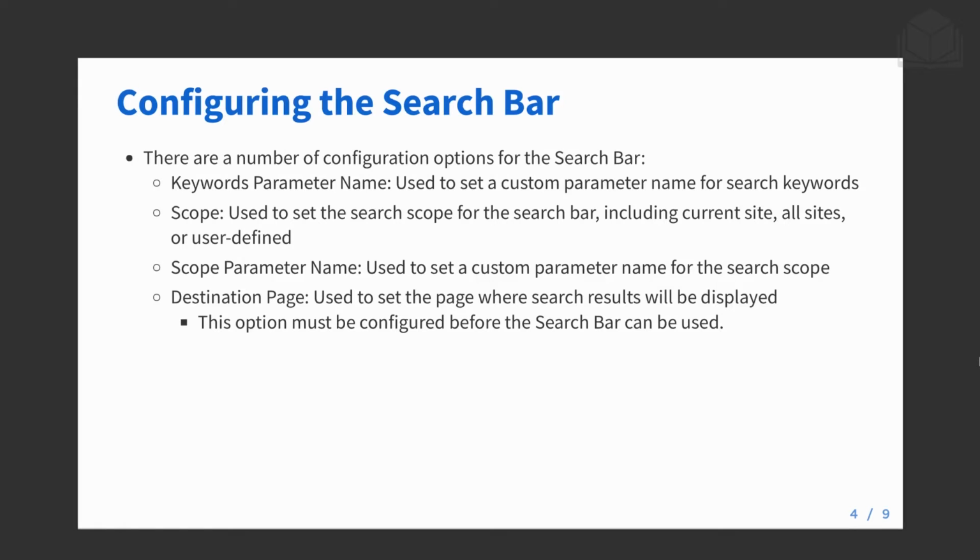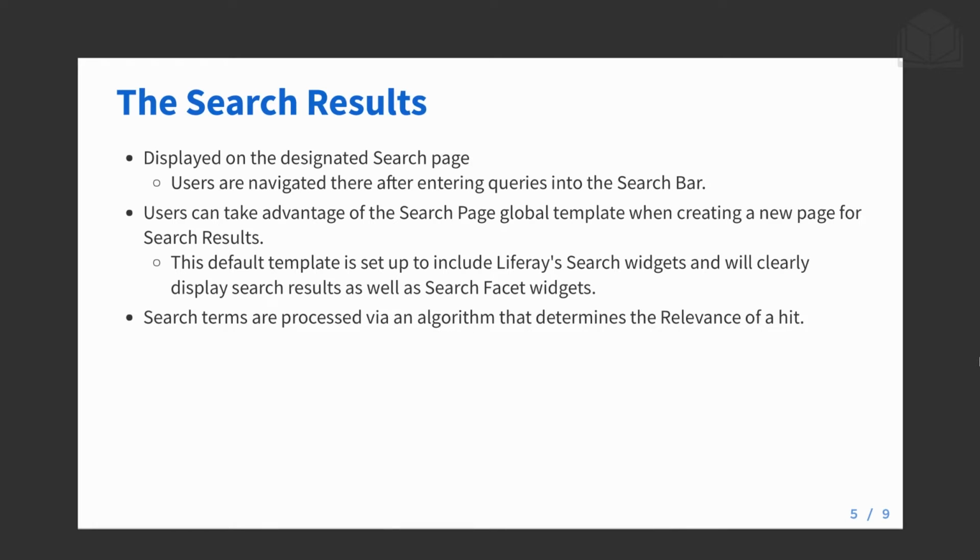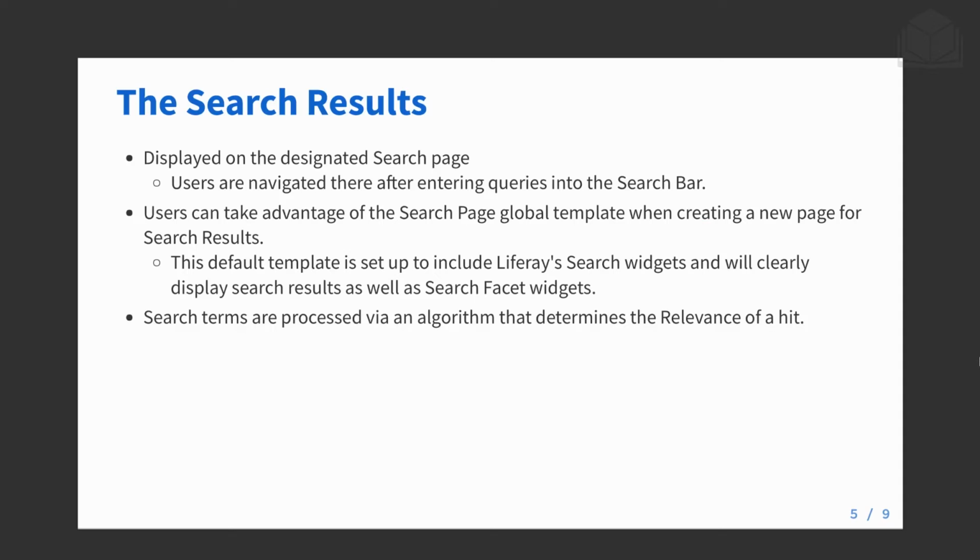Something that's new is the destination page, where we can determine where the search results will be displayed. That's important because now in Liferay 7.1, instead of it just opening up and displaying on the same page like we saw in previous versions, our search results are now on a designated search page. In the default site, we actually have a default designated search page, and this includes the search results widget along with all of the other widgets that are used to show different aspects of our search that are important or relevant.